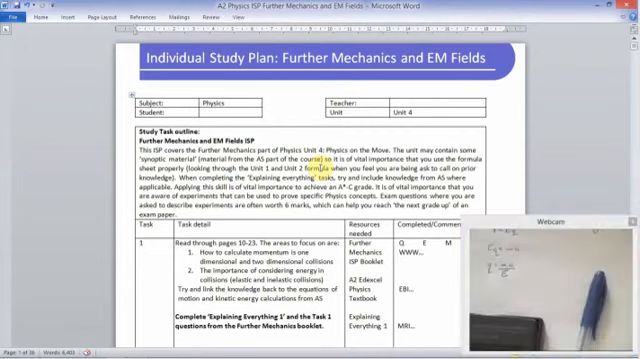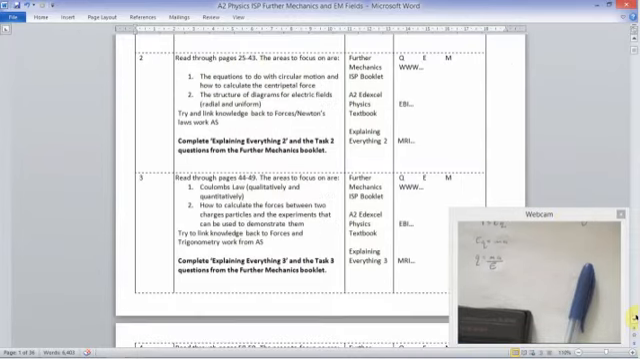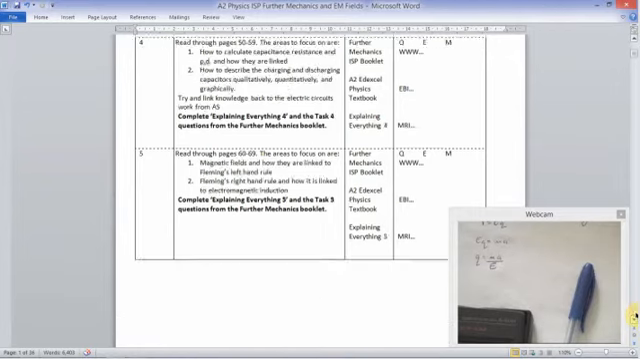Okay, so welcome to task 3 of the ISP for Unit 4, Further Mechanics and Electromagnetic Fields. This week's is going to be looking at a bit more detail on electromagnetic fields now. I'm going on to Coulomb's law and how to calculate the forces between two charged particles, and the experiments that we can use to demonstrate them. So mainly looking at Coulomb's law, so forces between charged particles here.